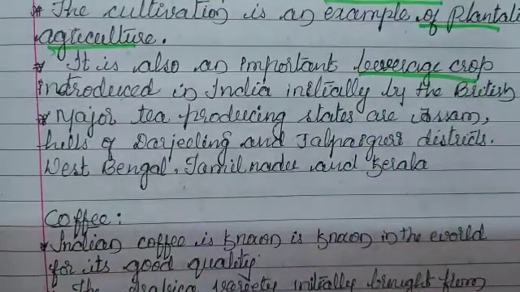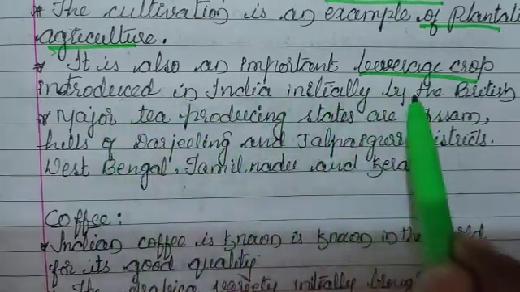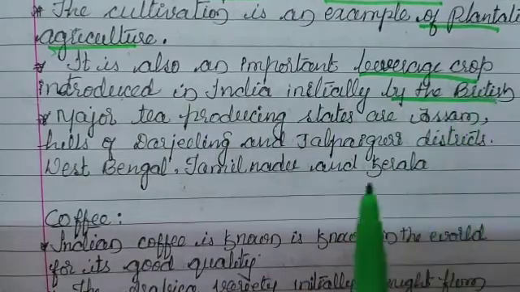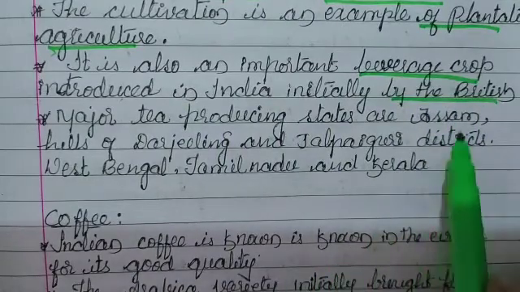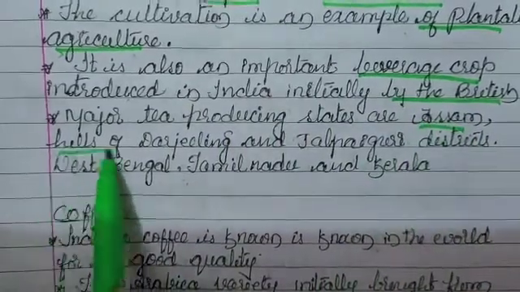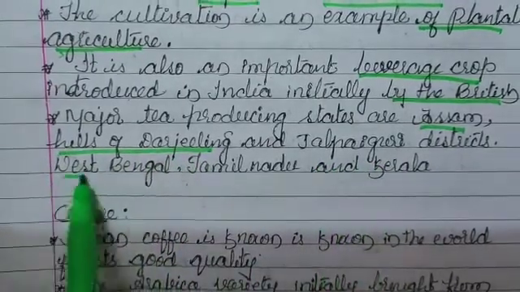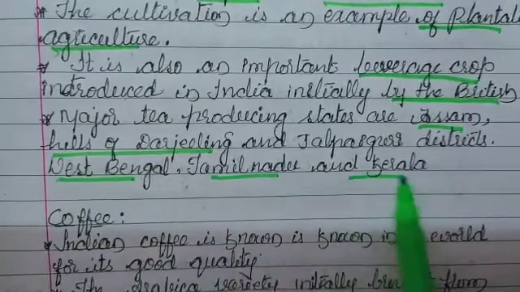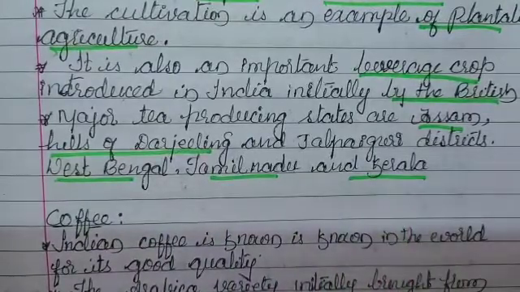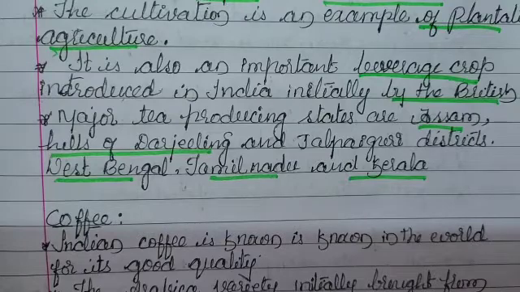Tea was not from India basically. It was introduced initially by the British. Major producing states are Assam, the hills of Darjeeling, West Bengal, Tamil Nadu, Kerala, and Karnataka. For example, we can see it in the Sakleshpur region, where they are majorly producing.